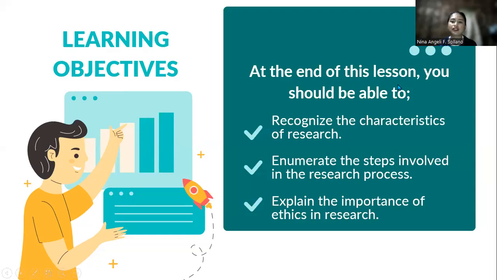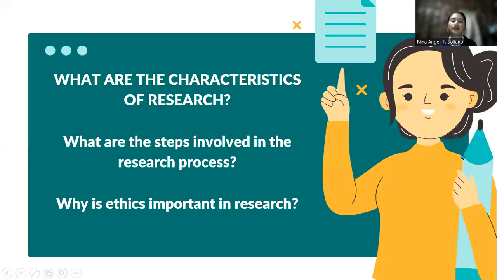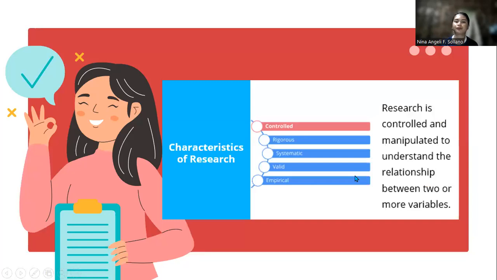So at the end of this lesson, you will be able to recognize the characteristics of research, enumerate the steps involved in the research process, and explain the importance of ethics in research. So here are the questions that will be answered in the discussion. What are the characteristics of research? What are the steps involved in the research process, and why is ethics important in research? So take note of this one.